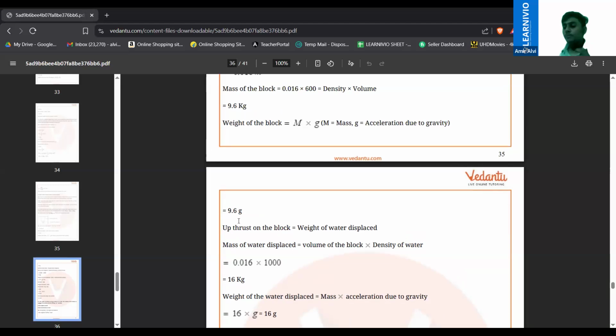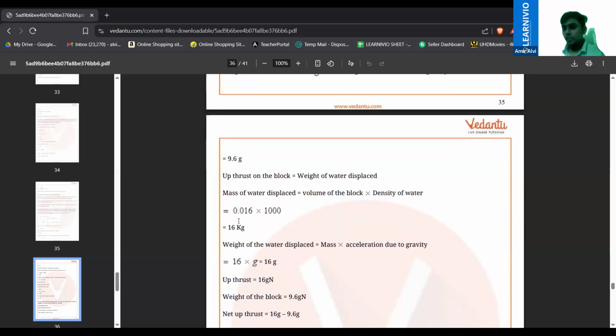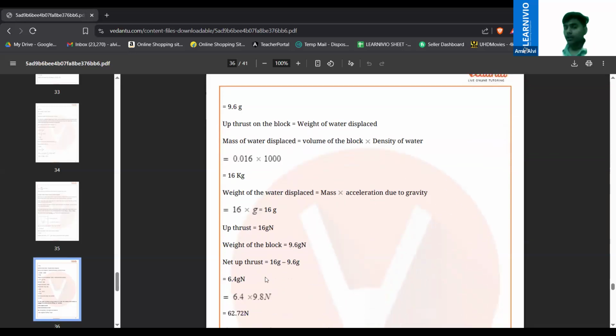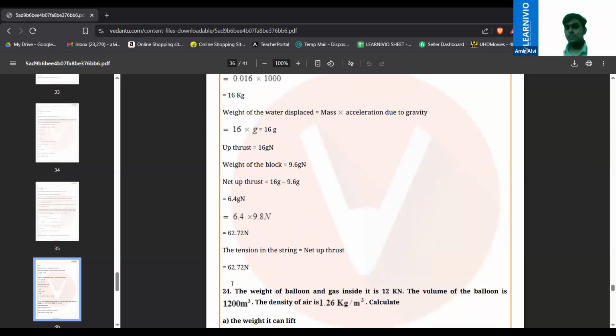So how would you calculate upthrust? Net upthrust, total upthrust minus weight. So 16 g minus 9.6 g. So in total, the upthrust would be 6.4 g Newton. So multiply it with 9.8, you will get 62.72, or with 10 meter per second square, you will get 64 Newton. Okay? Okay, sir. Please do the 24th.